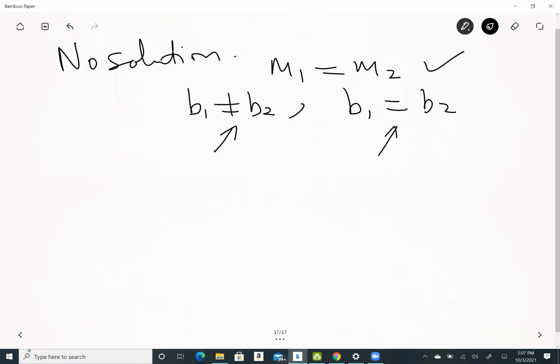Okay, the B's are not equal. B1 can be bigger than B2 or B1 less than B2, it doesn't matter. And then for the other line, you draw it the same, B1 equal to B2. So what is the difference in the nature of the solution? Or are they the same?